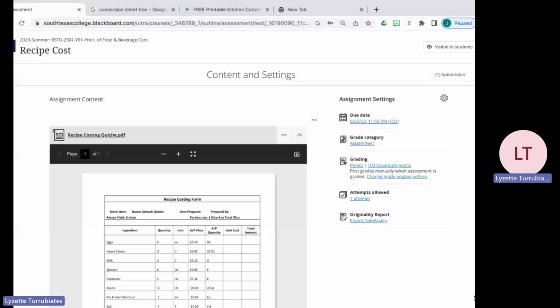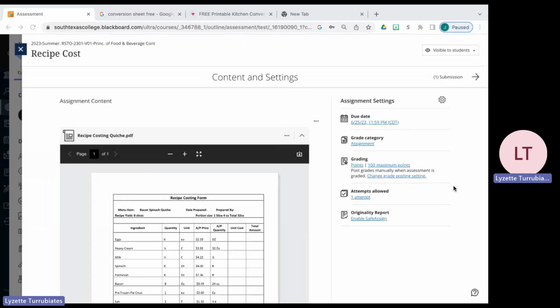Okay, welcome class. So today we're going to be talking about recipe costing. Right now I'm sharing my screen. I'm not going to put on my camera because I want you to focus on the numbers and not worry about anything else other than that.